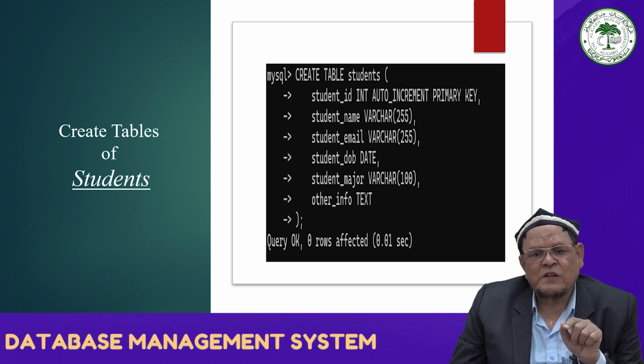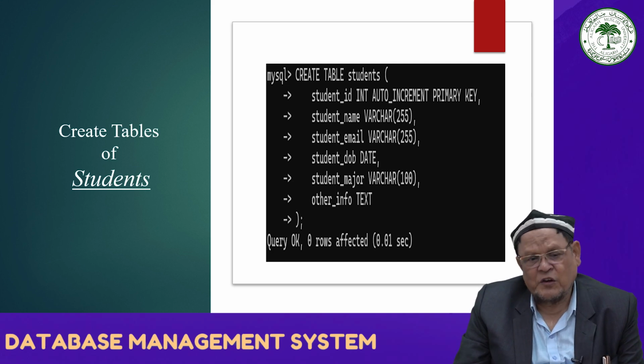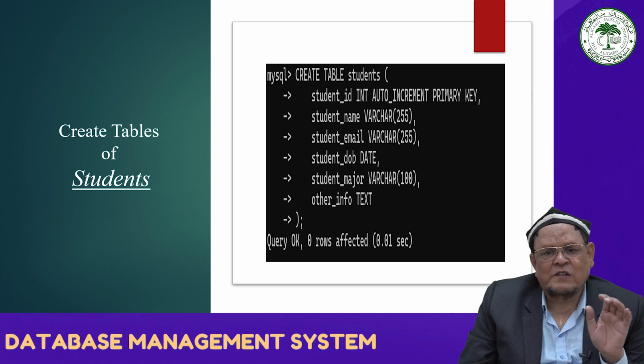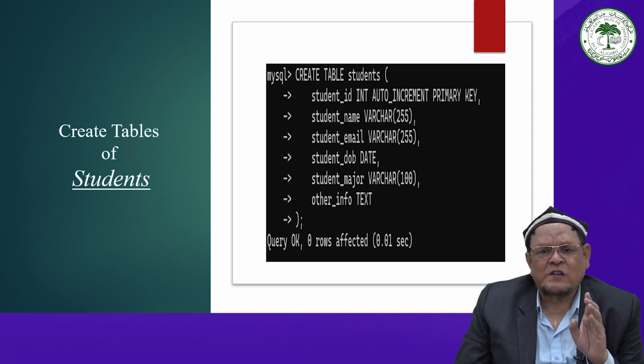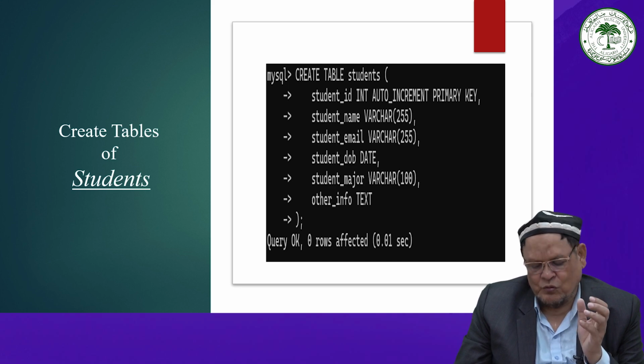When you press enter, it will show query OK. It means by this you are able to create a student table which contains a student ID, a student name, a student email, a student date of birth, a student major, and other information. The 6 attributes you have created.